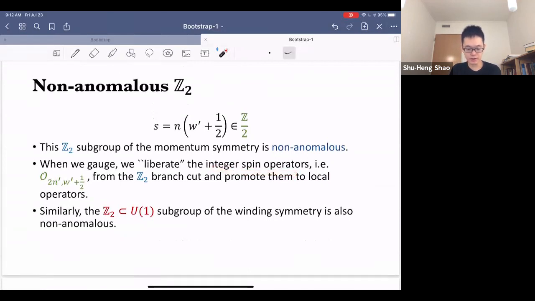More specifically, those are the operators with even momentum charge and half integral winding charge. They have integer spins, and they can be liberated from the Z2 branch cut. And we leave the other half integral spin operators in the twisted sector. So this will be the analog of the disorder operator in the case of Ising. And the half integer spin operators are the analog of the free fermions.